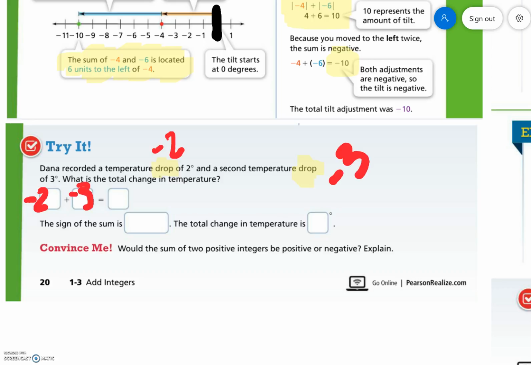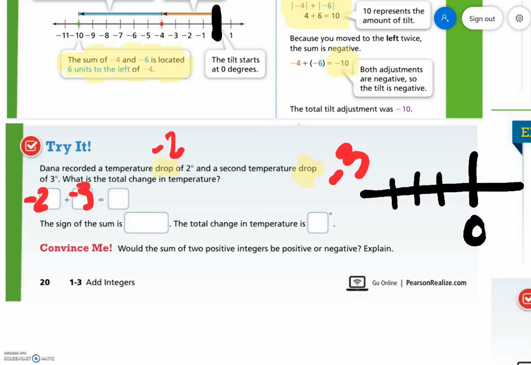Well, thinking on a number line, here's 0. Okay, if I start at 0, I go back 2, and then I go back 3. I've gone a total of 5. Positive or negative? -5. The sign of the sum is negative. The total change in temperature is 5.